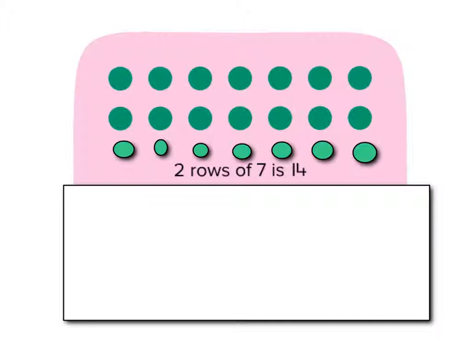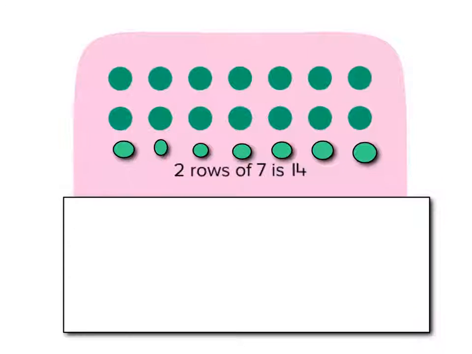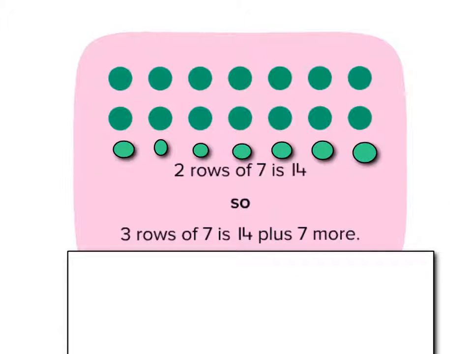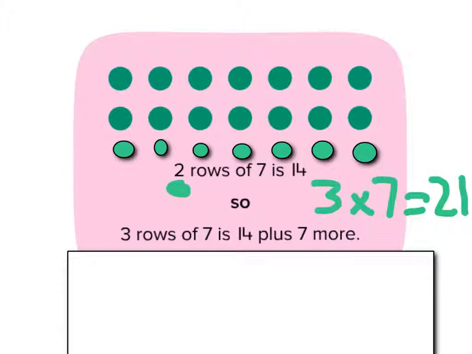So if 2 rows of 7 is 14, then 3 rows of 7 is 14 plus 7 more. 14, 15, 16, 17, 18, 19, 20, 21. 3 lots of 7 equals 21. I'm using my doubles and adding on one more lot.